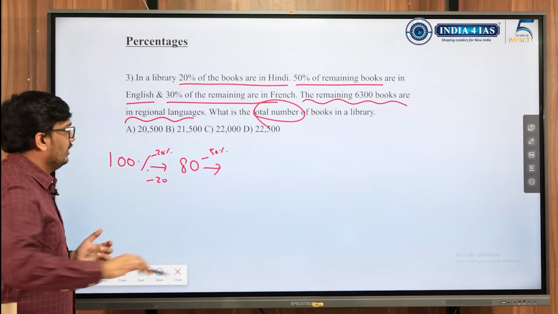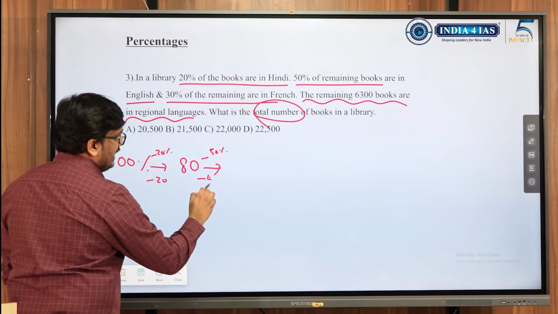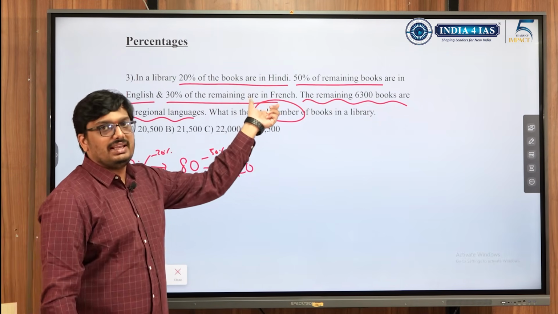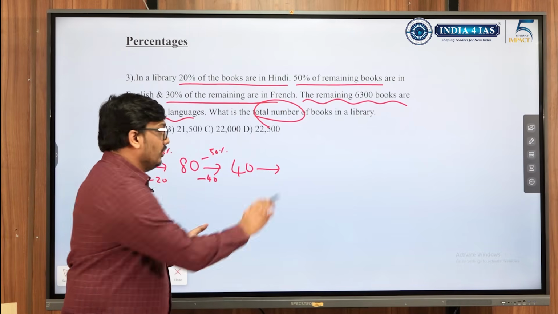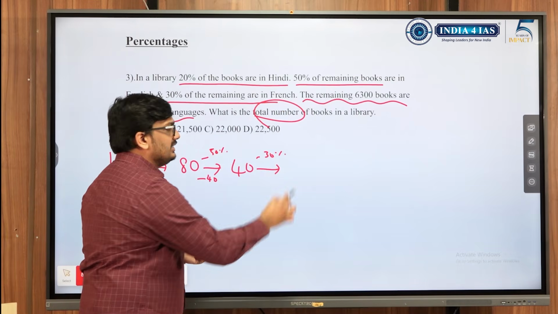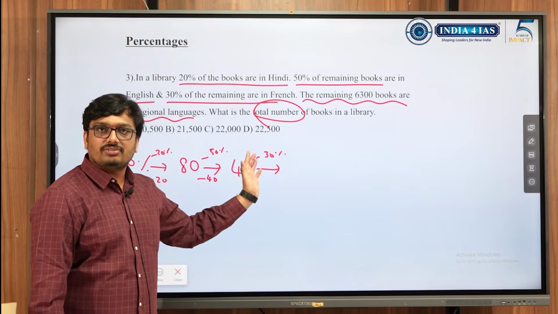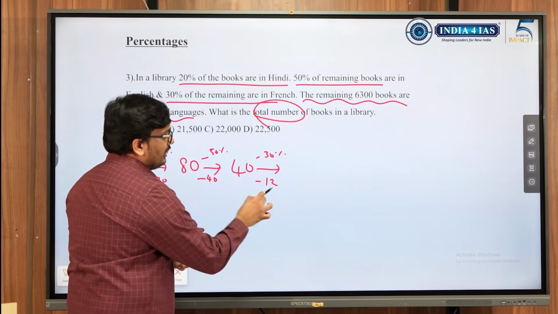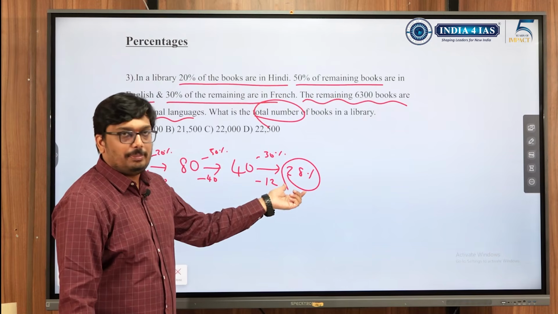Okay. Then 50% of 80 or half of 80, that is 40. 80 minus 40 is 40. Then 30% of the remaining are in French. For 40, what is 30%? First you find 10%, then it is easy to find 30%. 10% of 40 means 4, 20% of 40 means 8, 30% of 40 means that is 12. 40 minus 12, 28%. Finally, you are left with 28%.